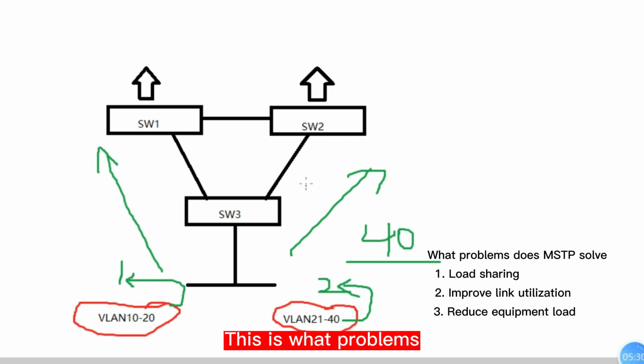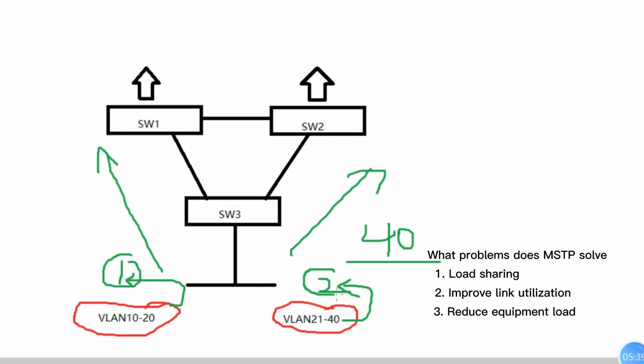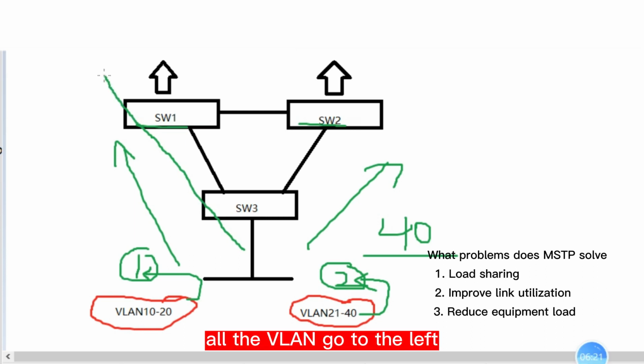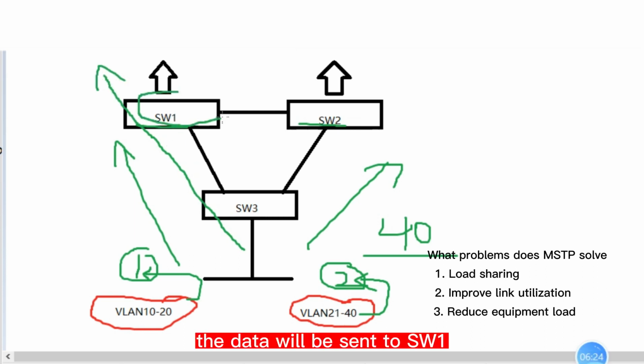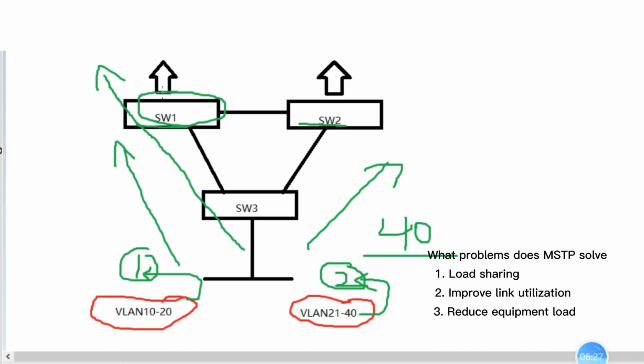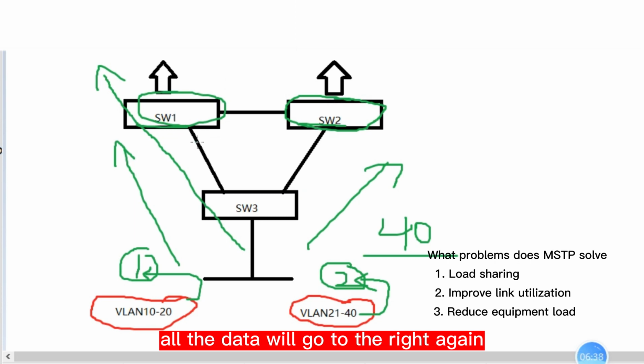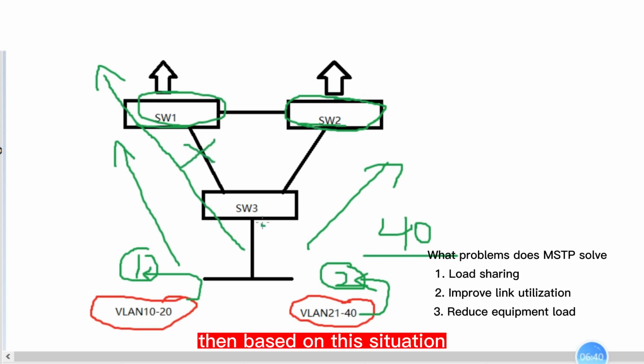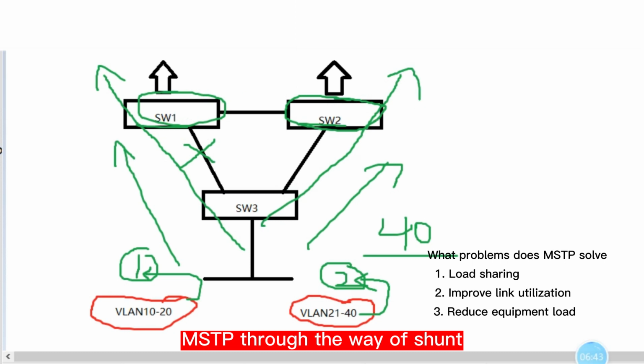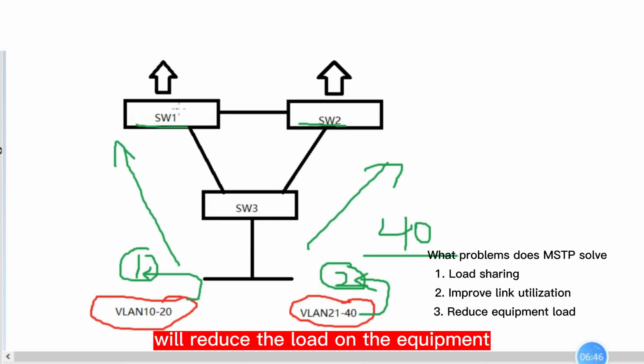So what problems does MSTP solve? The first one is load sharing. The second is link utilization. If switch 1 and switch 2 use a single instance, all VLANs go to the left. The data will all be sent to SW1, which increases the load on the equipment. SW2 is not working. When the left breaks, all the data will go to the right. Based on this situation, MSTP reduces the load on the equipment by way of shunting.